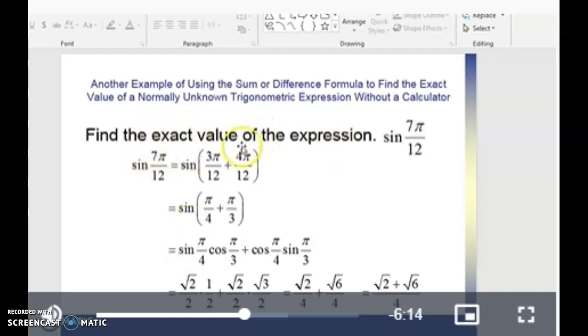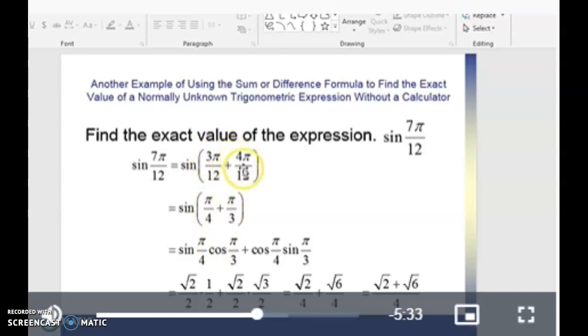This time, finding the exact value of the expression, the sine of 7 pi over 12. Of course, 7 pi over 12 is not one of the angles that you were required to learn the values of, and you're asked to do this without a calculator. But we do know that 7/12 is equivalent to 3/12 plus 4/12. Using our basic arithmetic, we know that 3/12 reduces to 1/4, or pi by 4.